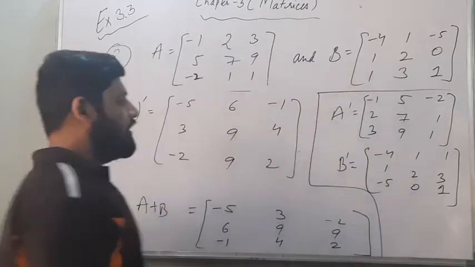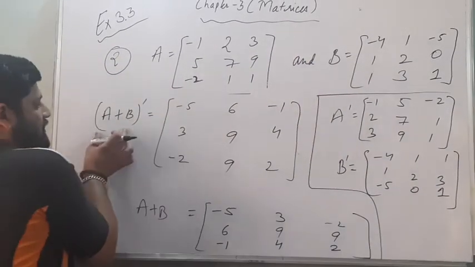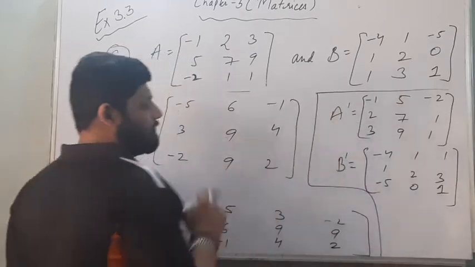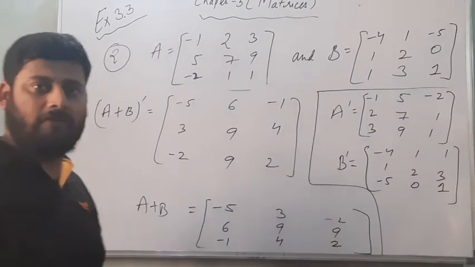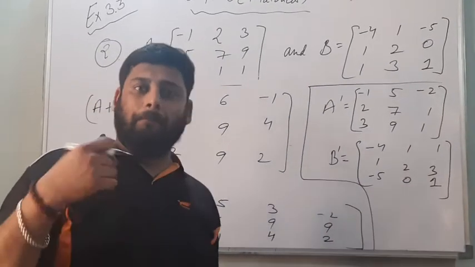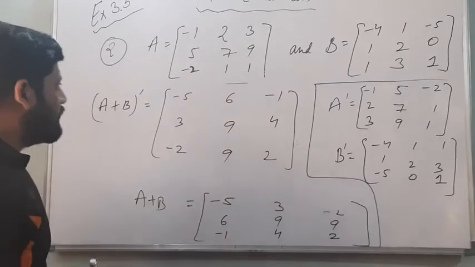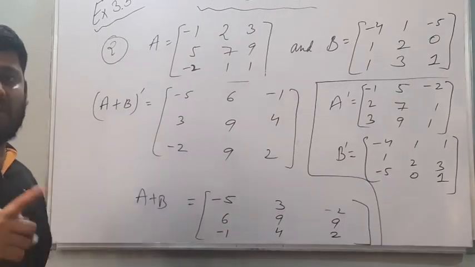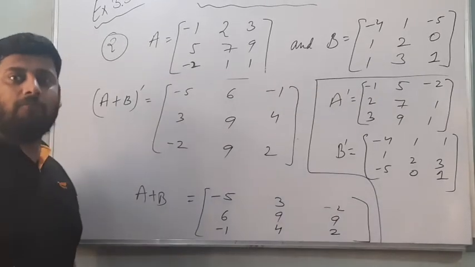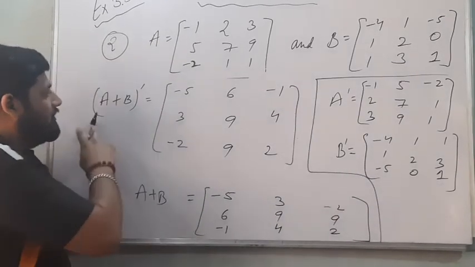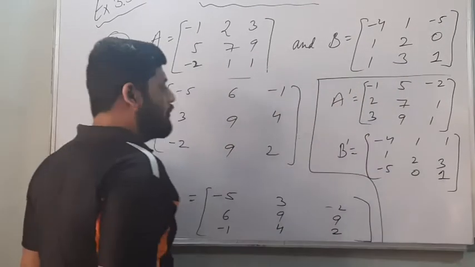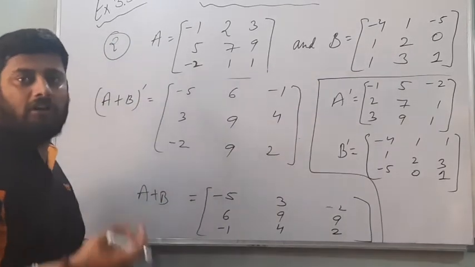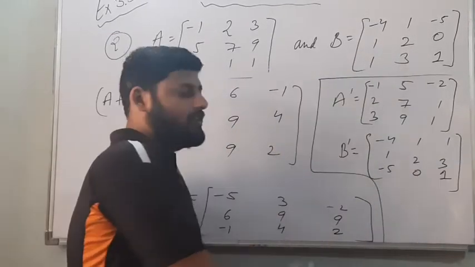Okay. So what we have got? We have got A transpose and B transpose. So the transpose of A plus B we have got, A transpose we have got, and B transpose we have also got. Now we have to prove the statement which they have asked. What have they asked us? They have asked that A plus B transpose should be equal to the sum of A transpose and B transpose.